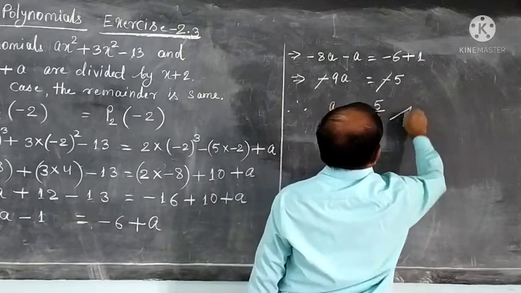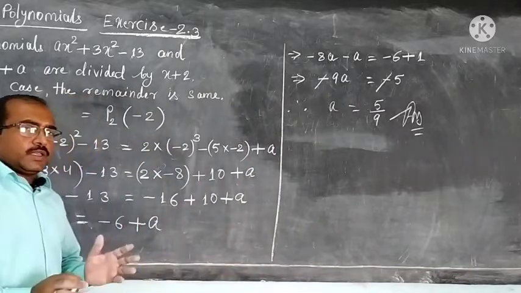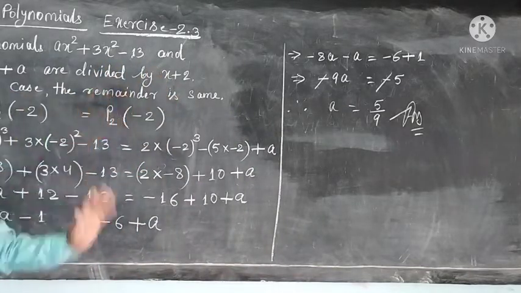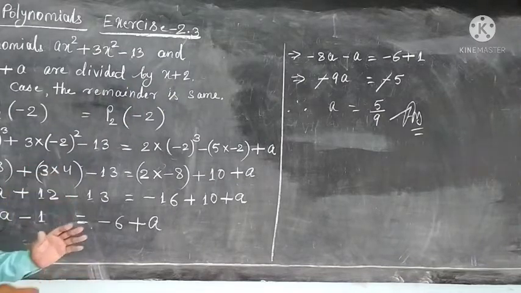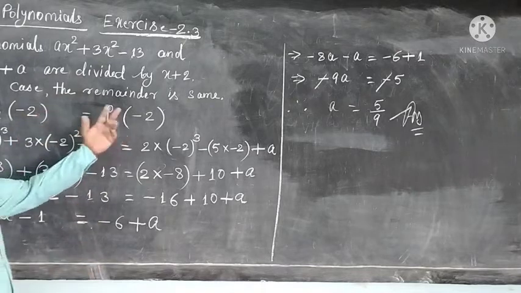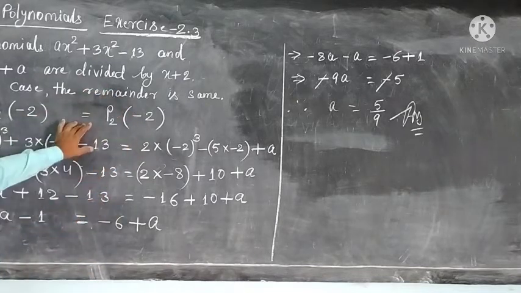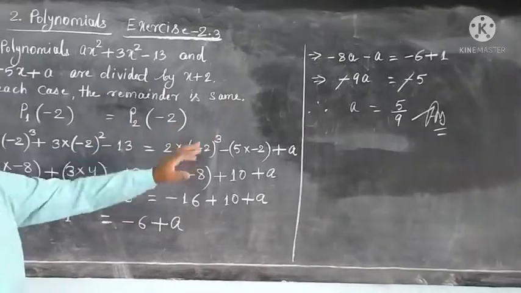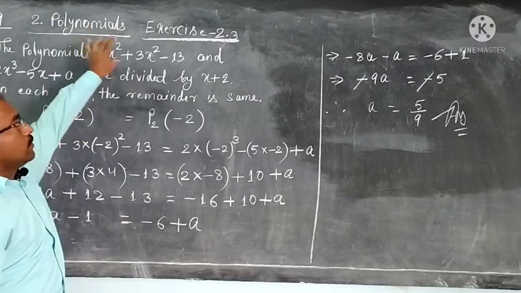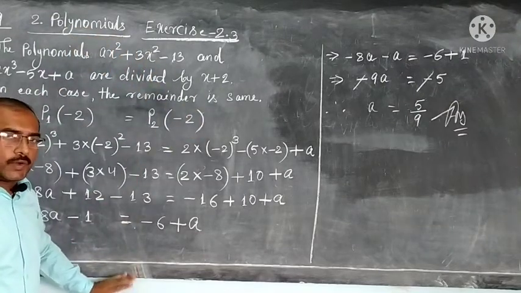So, we have a very simple solution, we only need to know the condition. There are two polynomials divided by this divisor, and the remainder in each case is the same. That means when we calculate the remainder, we have done it together. For the first polynomial we used the zero, and for the second polynomial as well, and we calculated them equal and found the value of a. Or we can do it separately: when this polynomial is divided by x plus 2, we calculate the remainder, find it and keep it.